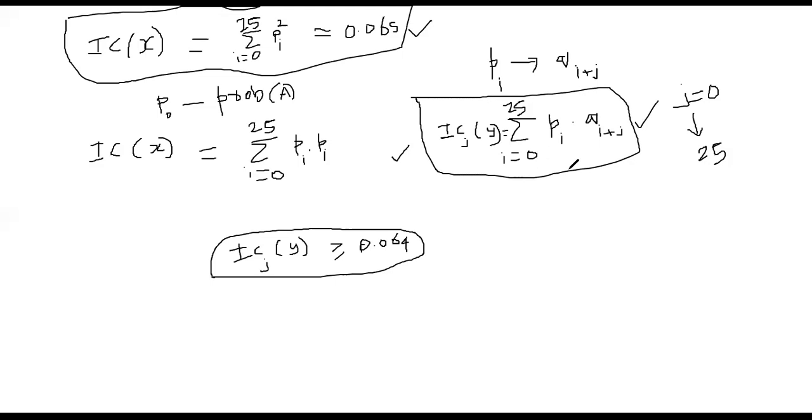Okay, so we start with IC of y. Y is the ciphertext we want to break. Let's set j to be 0. In that case, it will be PI times QI. And what is QI? QI means the ith letter's probability. Since the letters were not shifted because somebody decided to use the key to be 0, P of 0 will be same as Q of 0. P of 1 will be same as Q of 1. Therefore, this IC of y, when j is equal to 0, will give you 0.065.